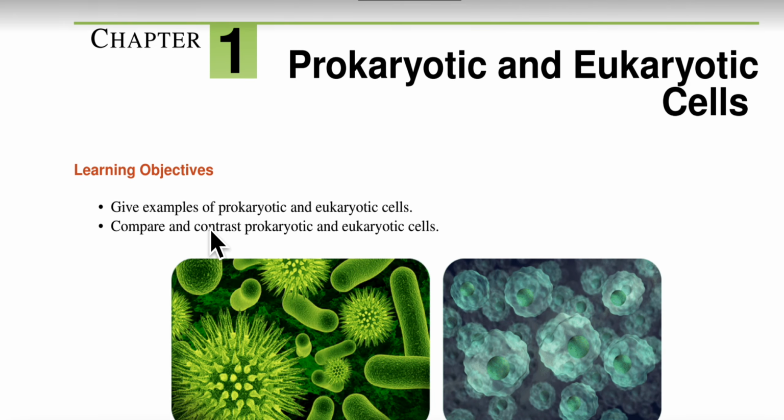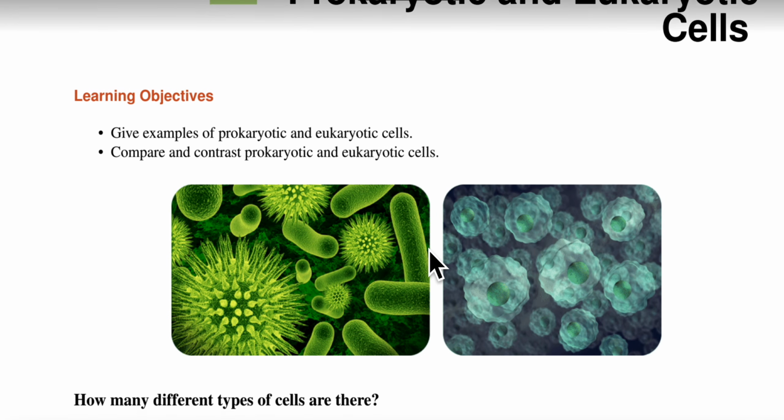Learning objectives. Give examples of prokaryotic and eukaryotic cells. We'll be able to do that after this reading. Compare and contrast prokaryotic and eukaryotic cells. Hopefully you'll get an idea how to do this after this reading.